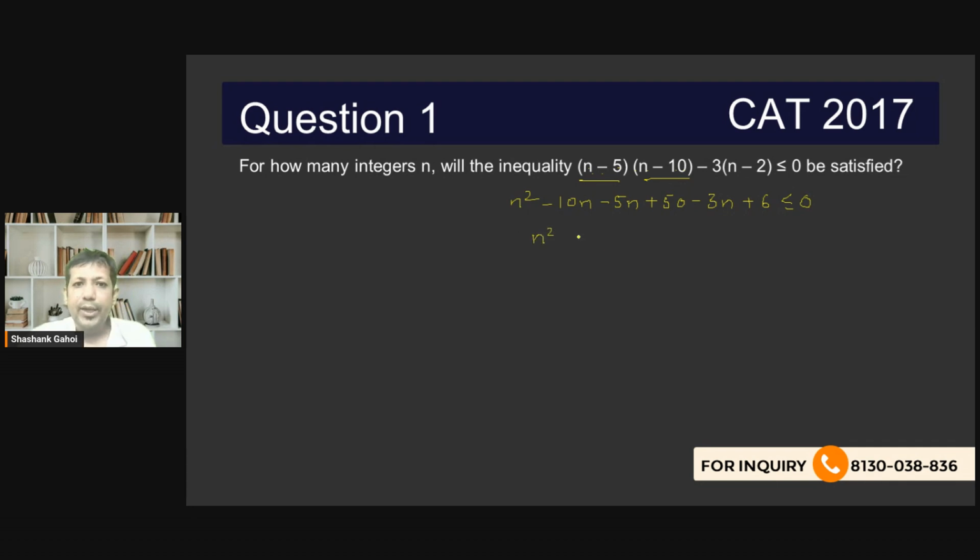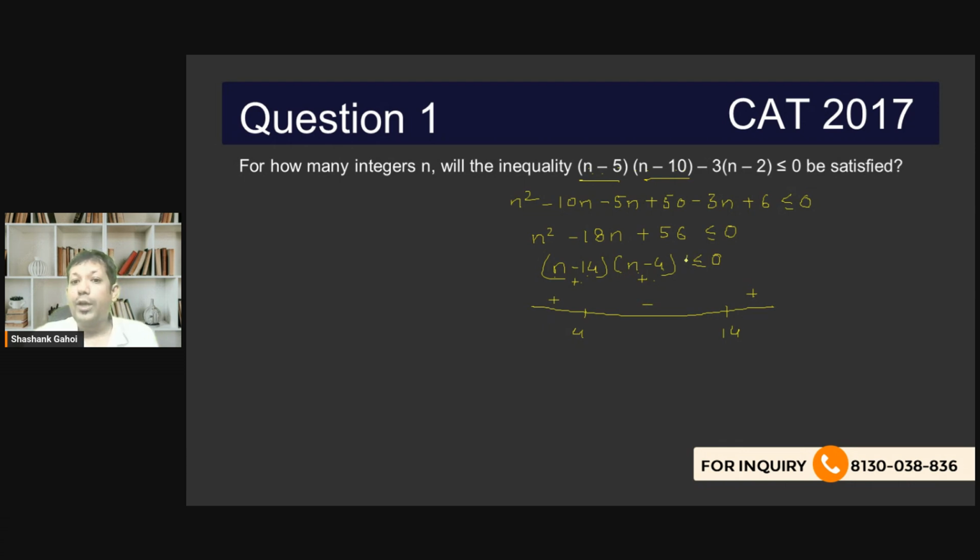Okay. So n square minus 18n plus 56 is less than or equal to 0. Now I can factorize it: n minus 14 into n minus 4. 14 fours are 56, right? So that is less than or equal to 0. Now at what value of n does the function become 0? It becomes 0 at 4 as well as at 14. Pick any number that's greater than 14, let's say 20. 20 minus 14 will be positive, 20 minus 4 will also be positive, so positive into positive will give me positive. Now alternate the sign. So this is positive, this will be negative, this will be positive.